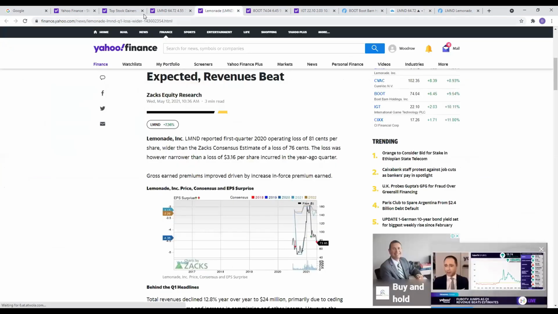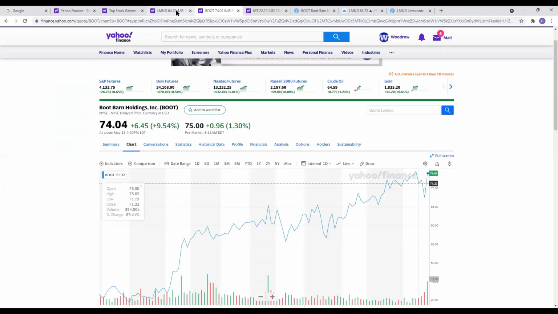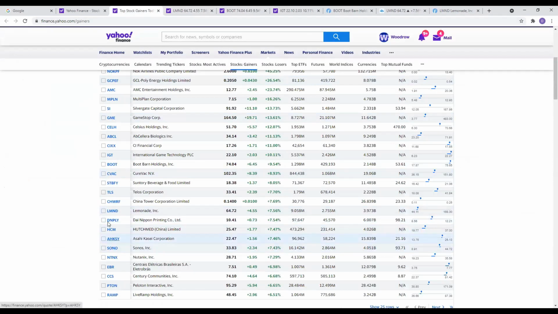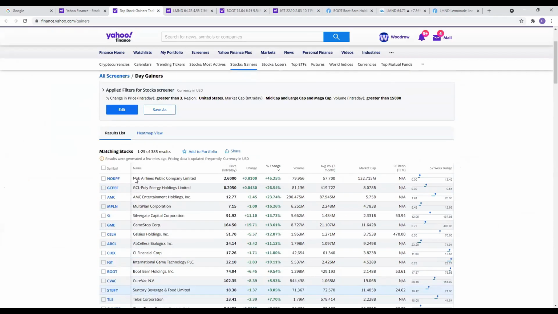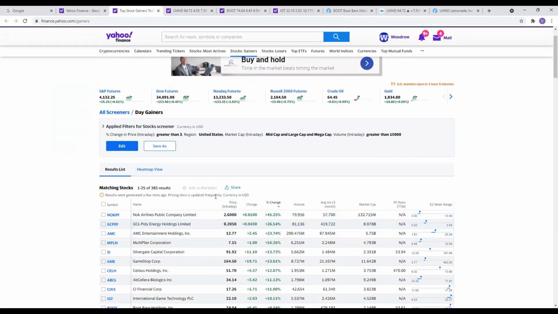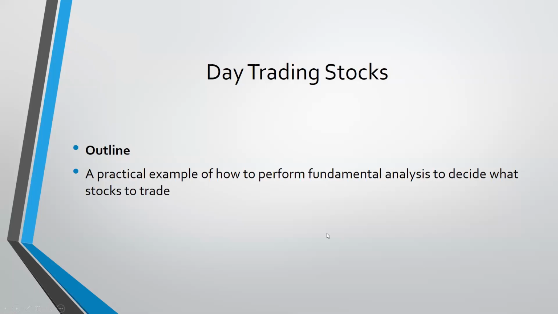So what I'll do is place the stock on my watch list. So this is how we have to trade stocks. We have to perform analysis. We perform fundamental analysis, and we perform technical analysis.